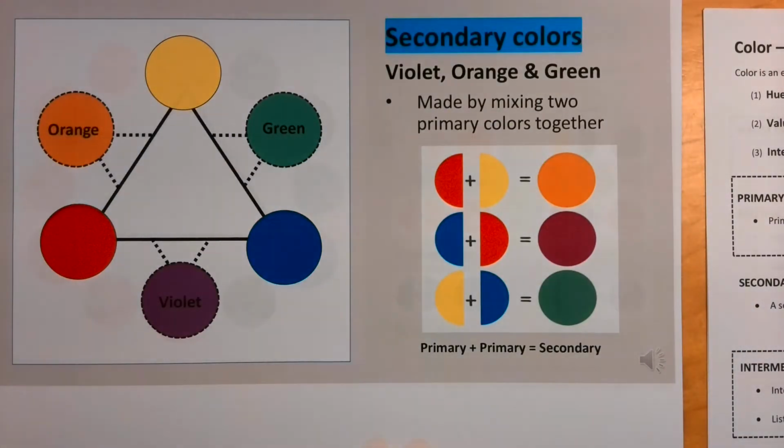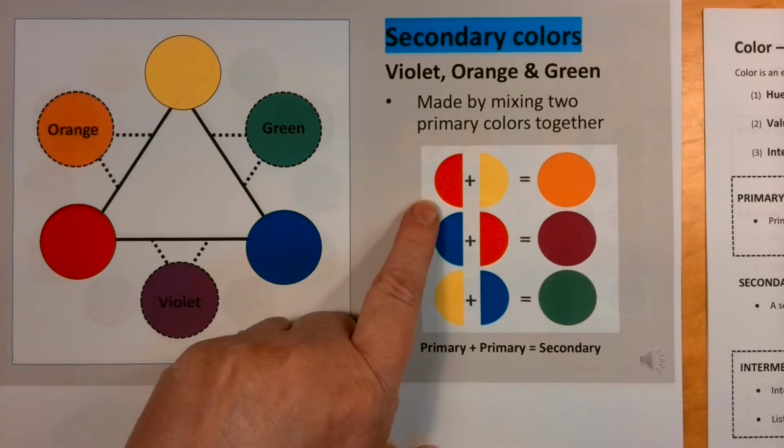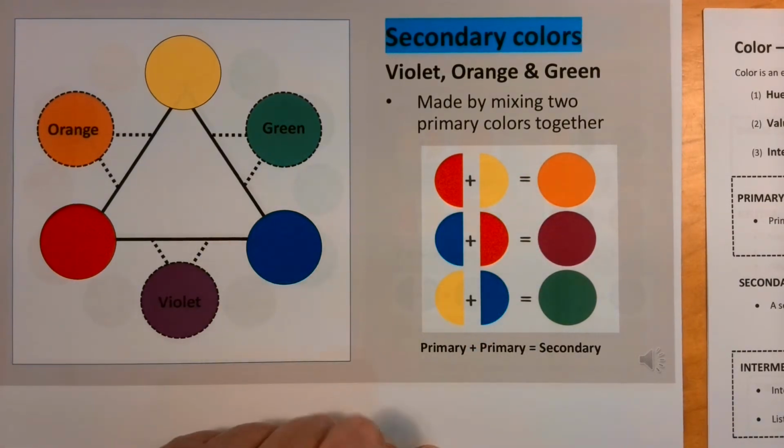Primary colors, red, yellow, and blue. Now, primary colors mix together to make secondary colors. Secondary colors are violet, orange, and green. They are the secondary team, and we make them by mixing a primary plus a primary. So if we mix red and yellow, we get orange. If we mix blue and red, we get violet, and if we mix yellow and blue, we get green.